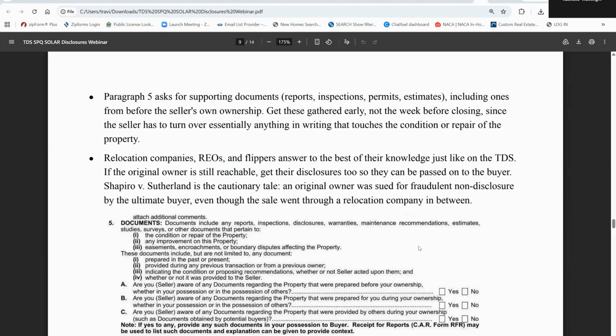Relocation companies, REOs, and flippers answer to the best of their knowledge, just like on the TDS. If the original owner is still reachable, get their disclosures too, so they can be passed on to the buyer. Shapiro versus Sutherland is the cautionary tale. An original owner was sued for fraudulent non-disclosure by the ultimate buyer, even though the sale went through a relocation company in between.